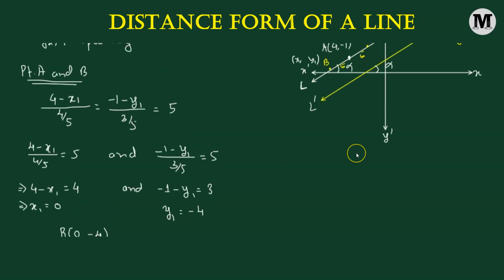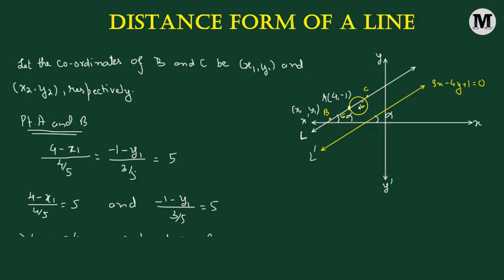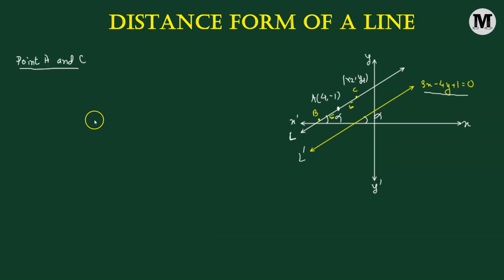Okay, next we're going to apply the distance formula to the points A and C, and that's going to help us obtain the coordinates of point C. So let's do that. Now we have the point C. Since point C lies to the right of point A, we will consider C to be greater than A. Now we have the difference of the x coordinate. So we have x2 minus the x coordinate of point A, that's 4, divided by cosine of angle alpha. This is going to be equal to the difference of the y coordinates. So we have y2 minus -1, so y2 plus 1 whole divided by sine of the angle alpha.